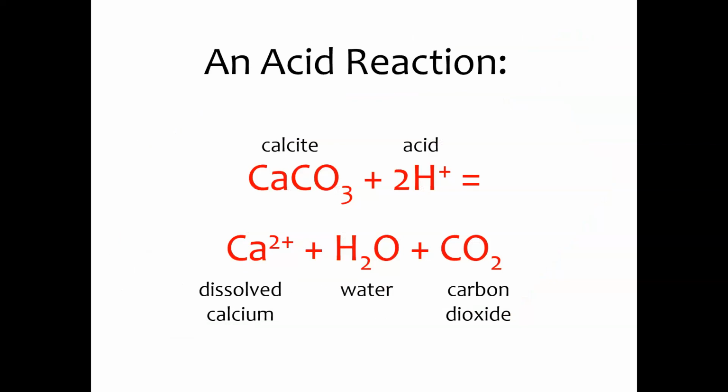Why is it that limestone dissolves so easily? So limestone is made of calcite. And if you add just a little bit of acid to that calcite, you can dissolve that carbonate and produce dissolved calcium, water, and carbon dioxide. So your rock turns to dissolved solids, water, and a gas. And that's because the acid reacts very easily with carbonates.